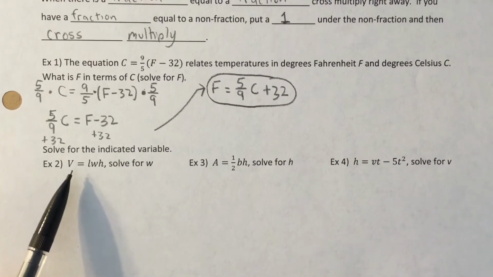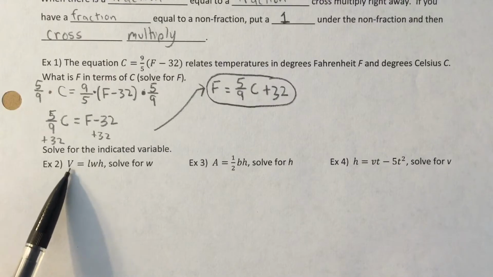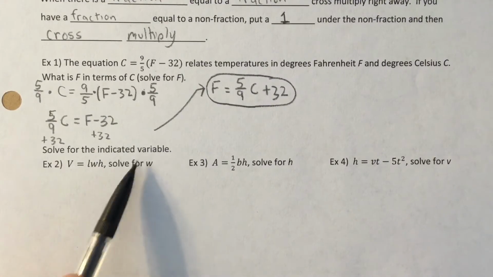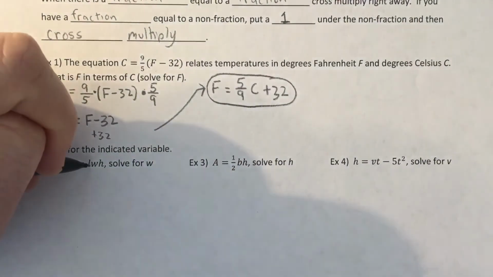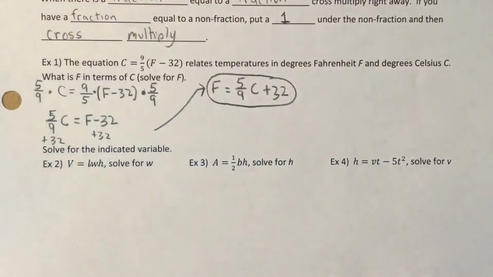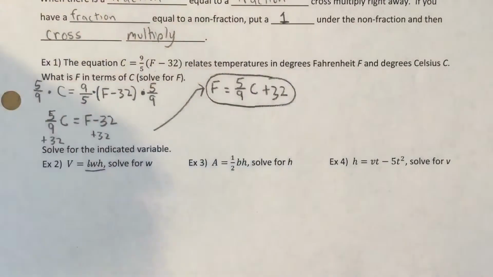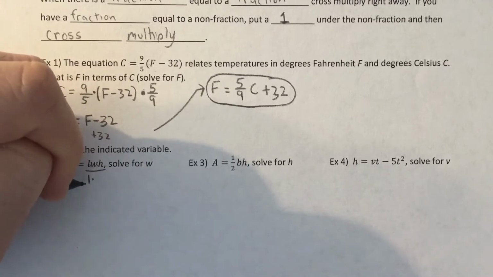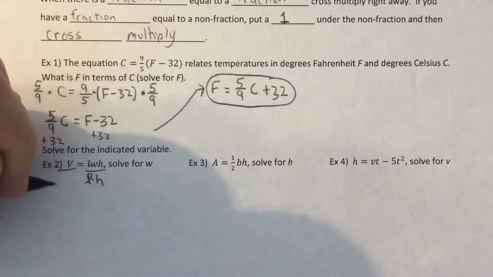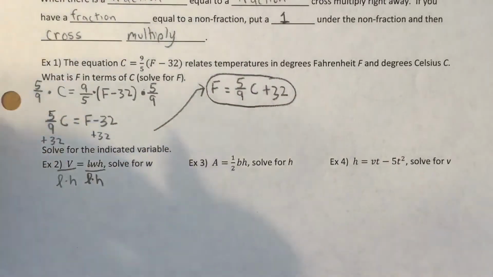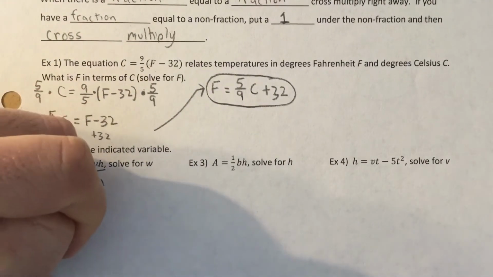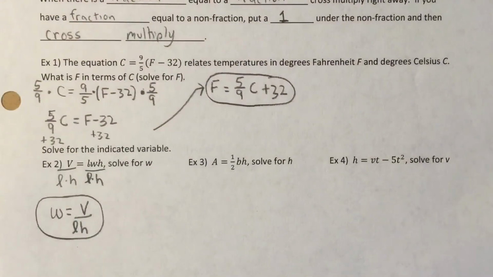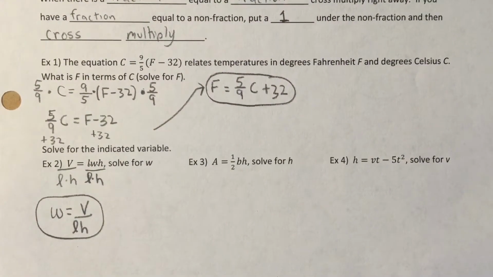Here we have the volume for a rectangular prism. Volume equals length times width times height. We want to solve for W. So remember, this is all separated by multiplication. So to undo multiplication, we divide. So we're dividing by every letter that is not what we want. We want to keep the W there. It means we're going to get rid of the L and the H. So I'm dividing by L and H on both sides. That would cancel the L and the H on the right hand side, leaving me with just W equals V divided by LH. The W is by itself now, and you are done.